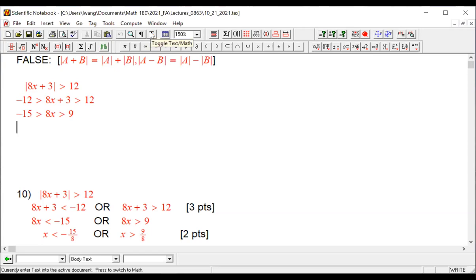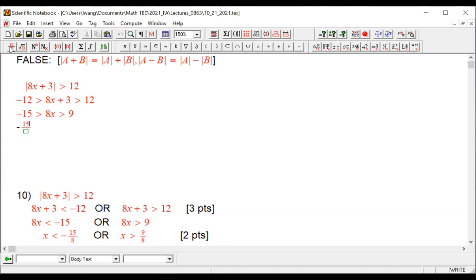And the next step the student's going to write is -15 over 8. You may wonder why I remember these so much, because I see them every semester. Every semester I see them.